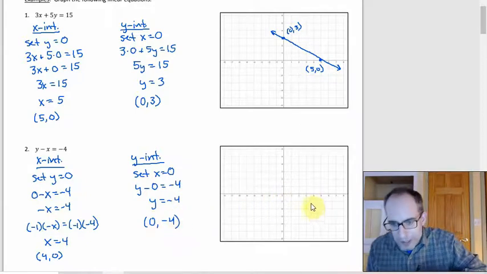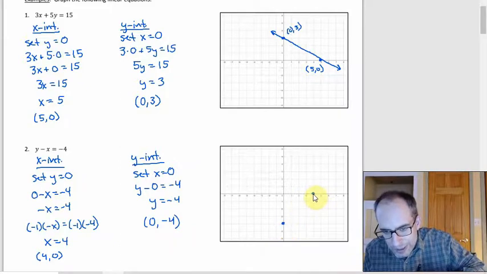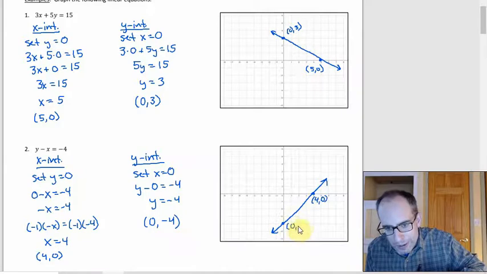All right, so let's see what we got. We got 4, 0, which is right here. Then we got 0, negative 4, which is down there. Then we just have to connect these together. Right, we're just drawing the line that goes through those 2 points. And there we go. So 4, 0. And then down here is 0, negative 4.